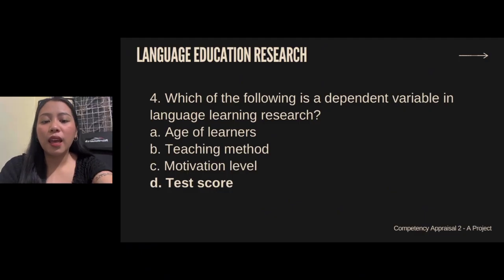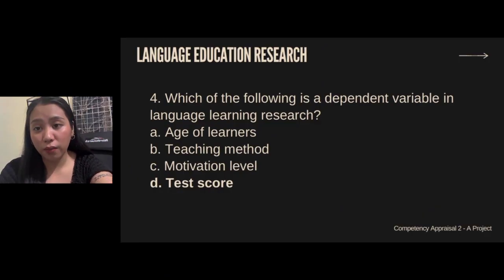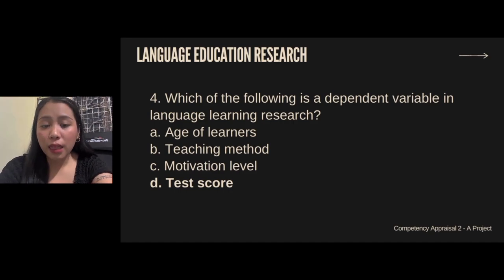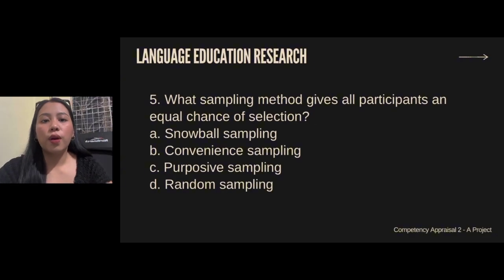So the letter A, age of learners, B, teaching method, and letter C, motivation level, are all factors that might affect the learning. These are called independent variables. Again, if we're looking for the result we're tracking, that's the dependent variable, and in this case, it's the test score. Okay, for number 5, what sampling method gives all participants an equal chance of selection? A, snowball sampling, B, convenience sampling, C, purposive sampling, and letter D, random sampling.